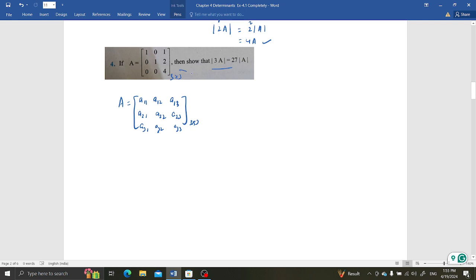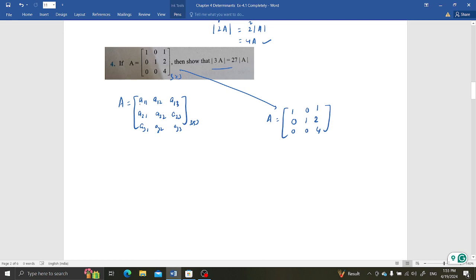So here you can observe that the A matrix you have has entries 1 0 1, 0 1 2, 0 0 4. Observe that the third row or the first column has the maximum number of zeros, that is 2. So either you can expand determinant of A along the third row or the first column, it's your choice.